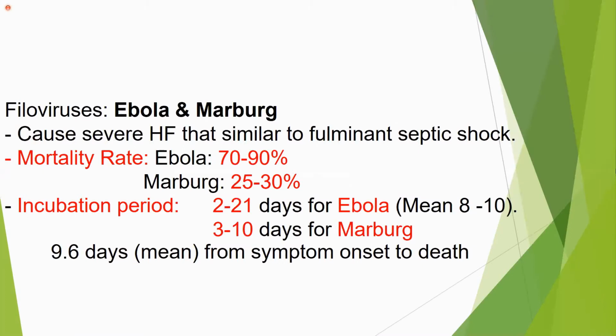So they cause severe hemorrhagic fever that's similar to fulminant septic shock. Mortality rate in case of Ebola virus is 70 to 90%, and in case of Marburg virus is 25 to 30%. Incubation period for Ebola virus is 2 to 21 days, with a mean of 8 to 10 days, and for Marburg virus is 3 to 10 days.